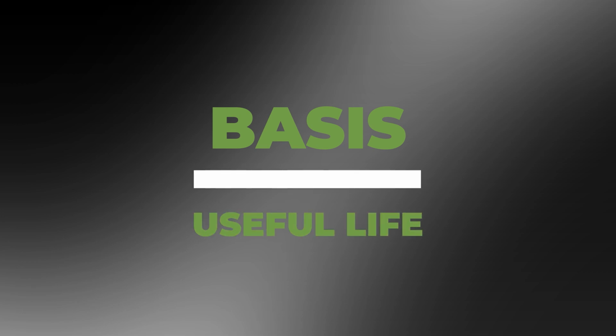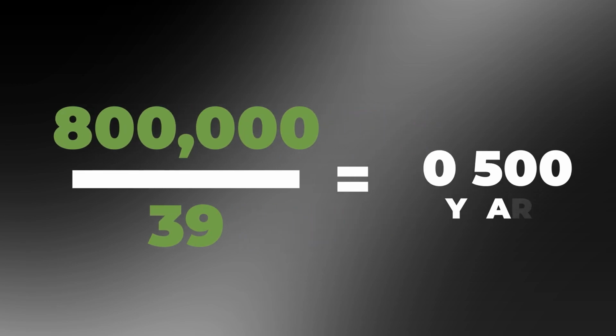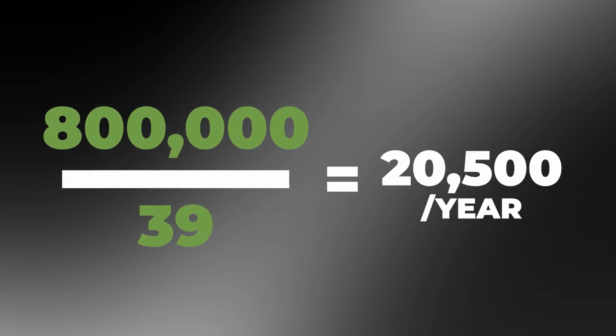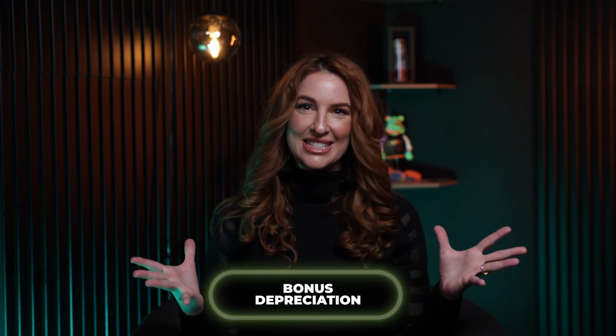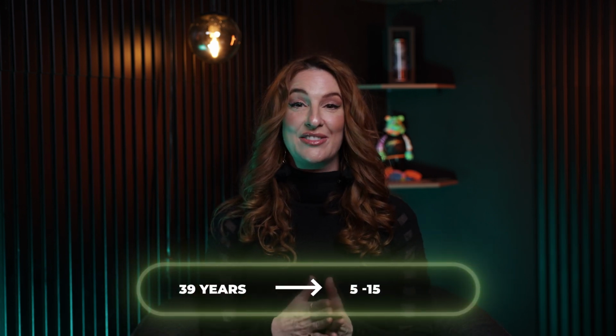Here's how you calculate the annual depreciation. You divide the basis by the useful life of 39 years. So using our previous example, we'll take 800,000 divided by 39 years equals approximately 20,500 per year. This amount can be deducted annually, so every single year from your taxable income. Now, imagine if you took advantage of bonus depreciation. What? There's a bonus? Yes, this actually shortens the life cycle from 39 years to anywhere between 5 to 15 years. So depreciation offers several key benefits for investors in an actual fund.